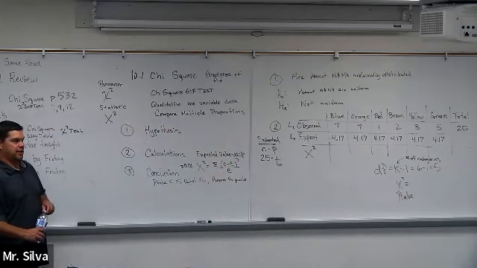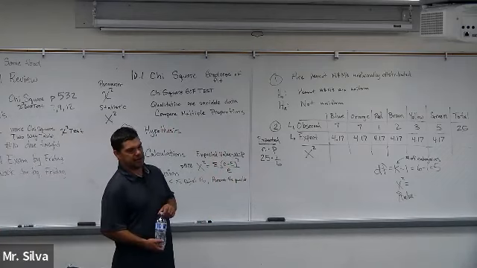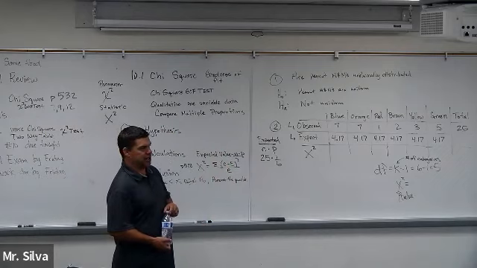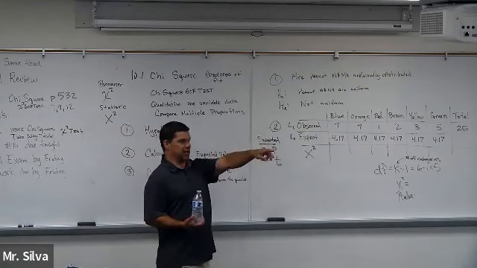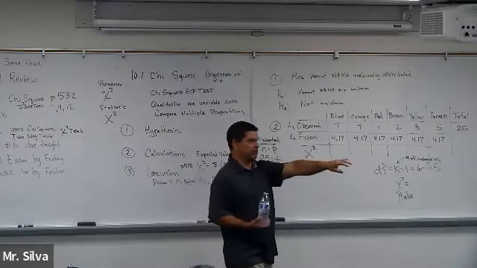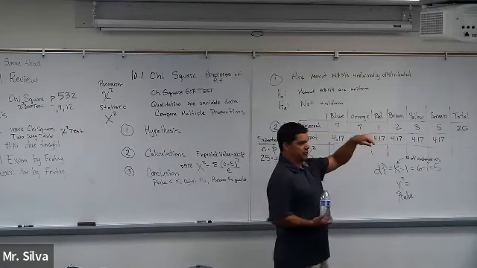Let's do a chi-square GOF test, but first we have to enter our data into list 1 and list 2. There's list 1 of the observed values, and again, you are going to be entering your own observed values in list 1.